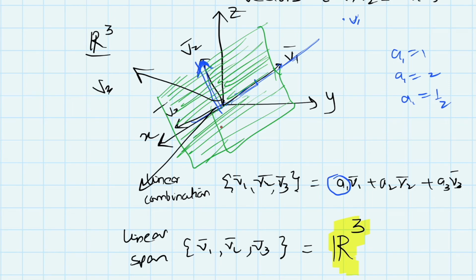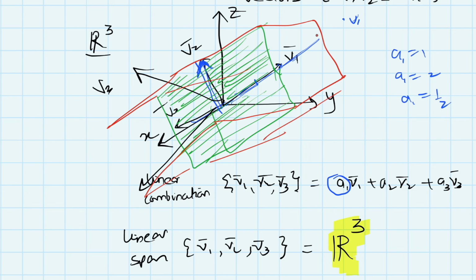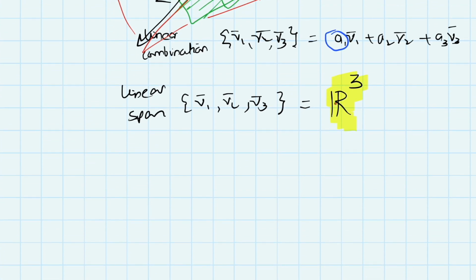what is happening here is that this plane is being given a dimension of height. So in a sense, it is covering the whole volume of R3. So that is the linear span of these three vectors. It's a hand-wavy definition, but it's very important to understand what R3 is here. So this is the definition of linear span and linear combination. So it's very important.